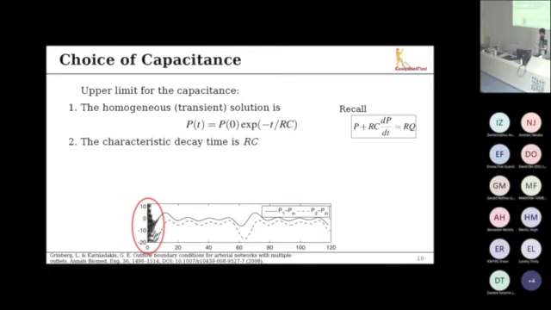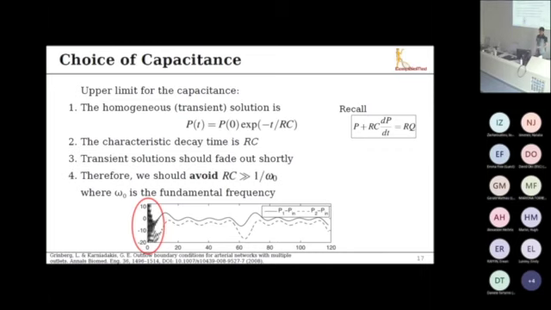In the bottom plot is the time series of the pressure. We see that there's some transient solution, which is some noise, and it is unphysical, and we want to avoid this. In order to avoid this, the characteristic time for it to decay is given by RC. So this RC shouldn't be too large.